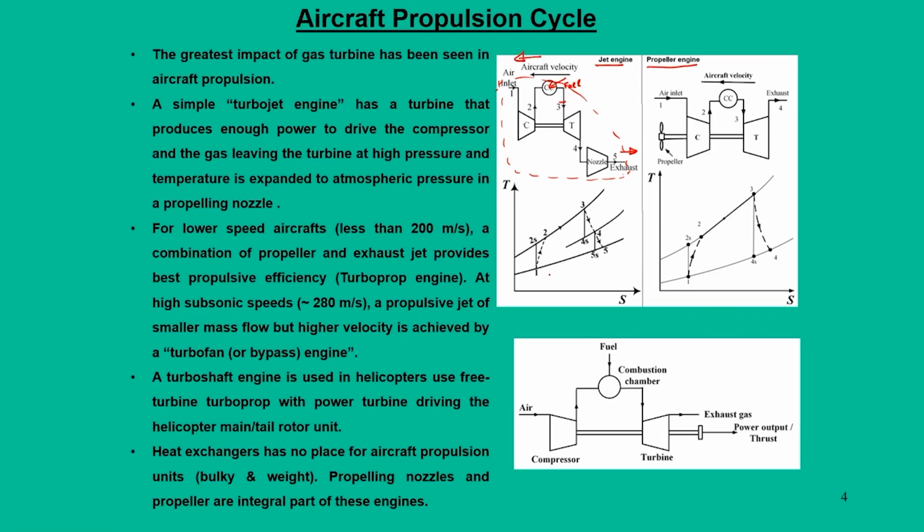The change we see here is that the compressor process remains as it is, but the expansion is done in two stages: one is the turbine expansion, the other is through the nozzle. This is shown as 1, 3, 3, 4, where 3 to 4 is the expansion in the turbine and 4 to 5 is the expansion in the nozzle.